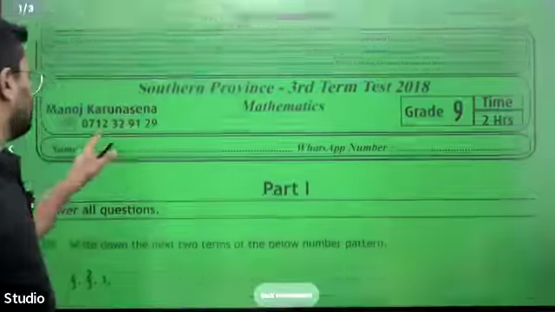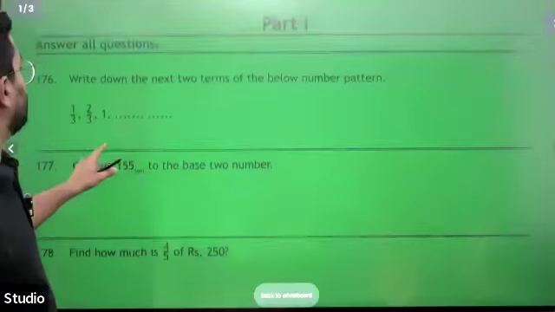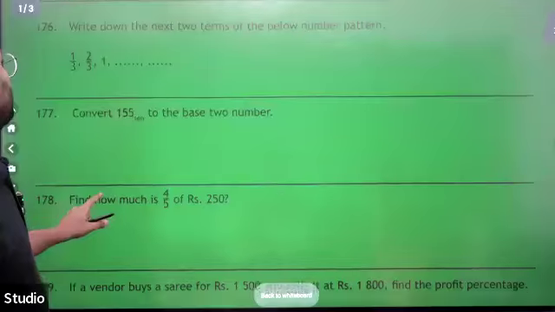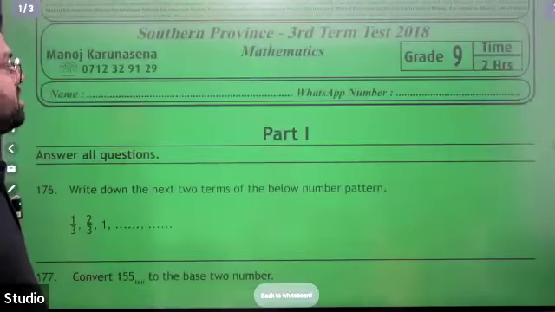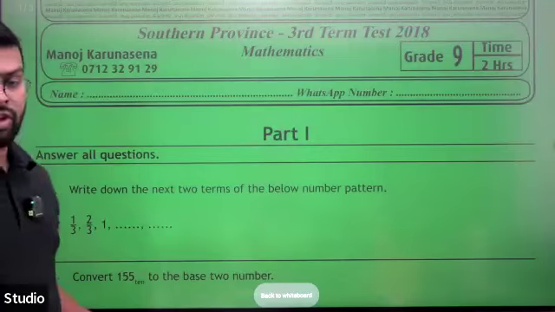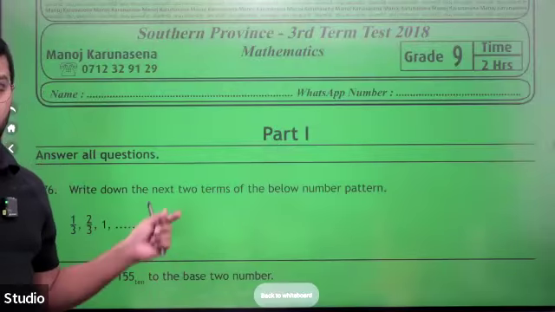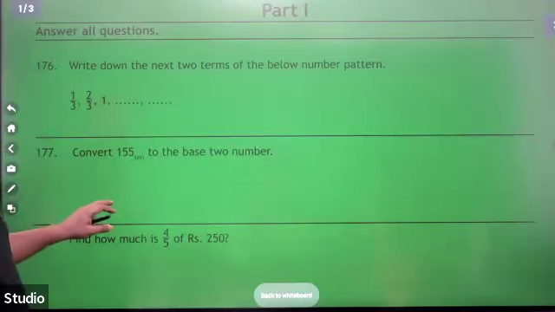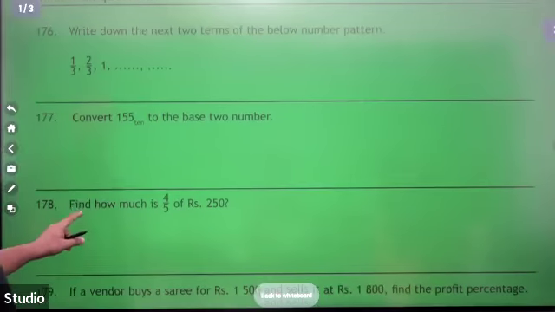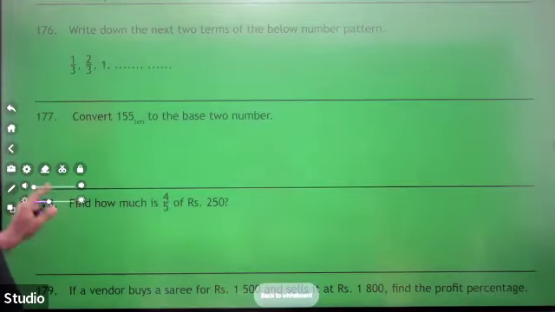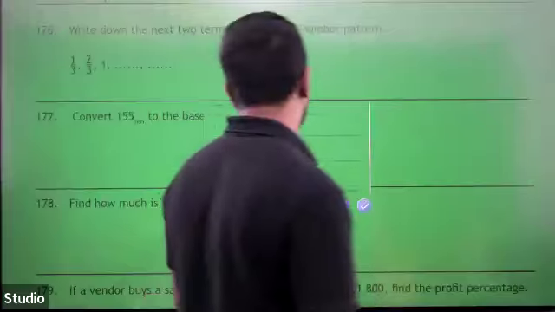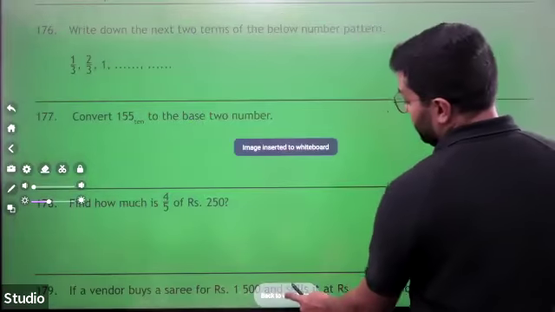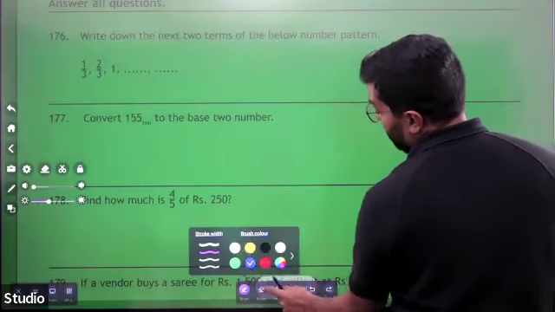So today we are going to learn. Today we are actually going to do some more questions in order to get prepared for the third term examination, right? So we have selected a past paper again, Southern Province third term test 2018. The question numbers start from 176. There's a reason for that. The reason is that we have completed 175 questions during the past paper class discussions, right?